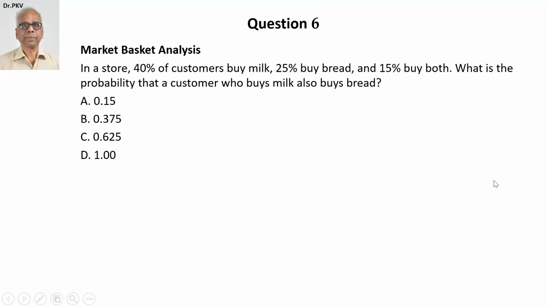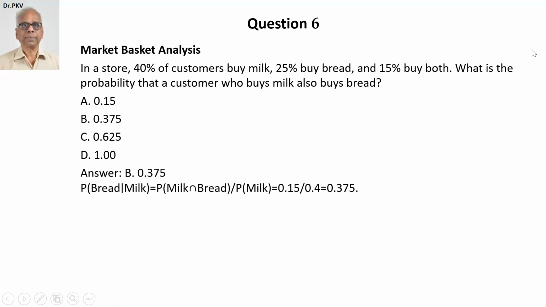Market basket analysis. In a store, 40% of customers buy milk, 25% buy bread, and 15% buy both. What is the probability that a customer who buys milk also buys bread? Very simple problem. You should be able to do it in just 3 seconds, if not 2. Let me give the answer. The answer is choice B, 0.375.